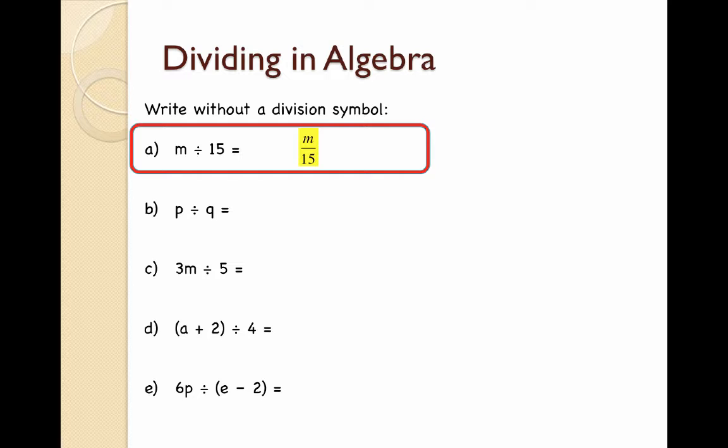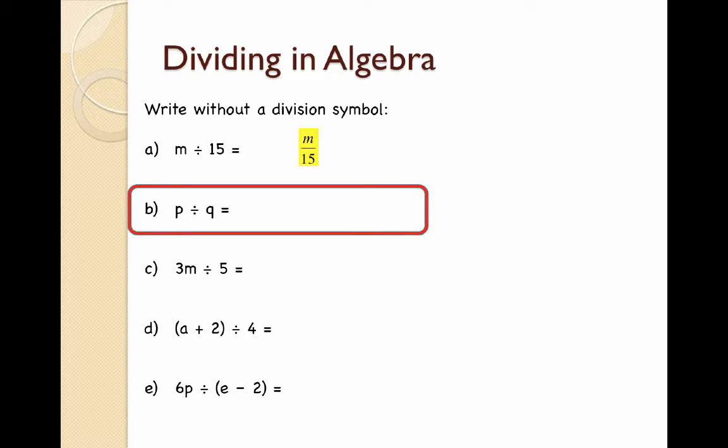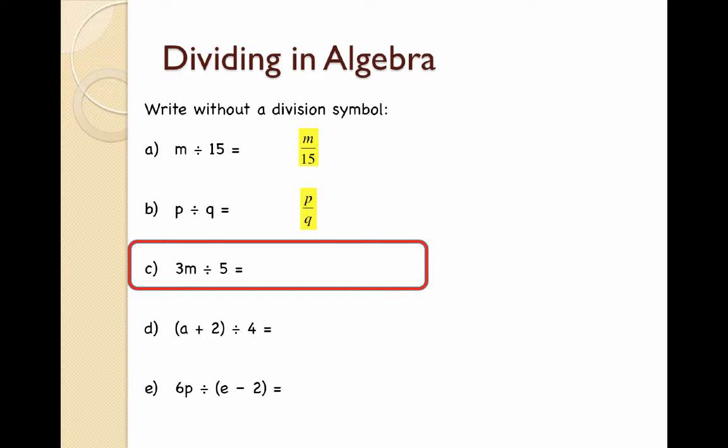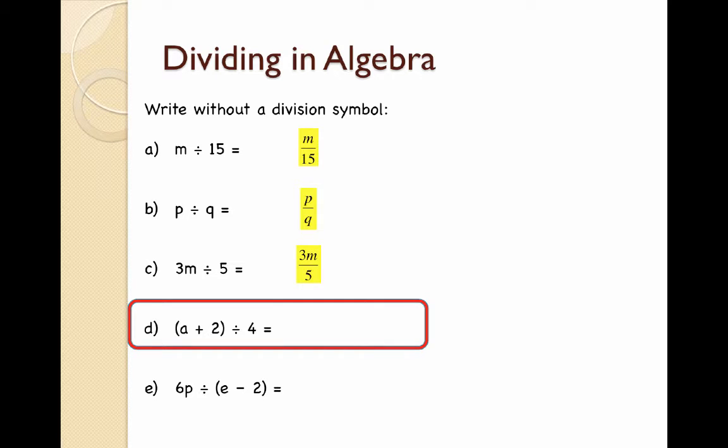Okay, I hope you tried that. Let's look at b. p divided by q, this is p over q. 3m divided by 5 is 3m over 5. That divided by symbol may as well be a fraction line, and then we just move our 3m above the 5. For a plus 2 divided by 4, the entirety of a plus 2 needs to go on our numerator, all over our denominator of 4.